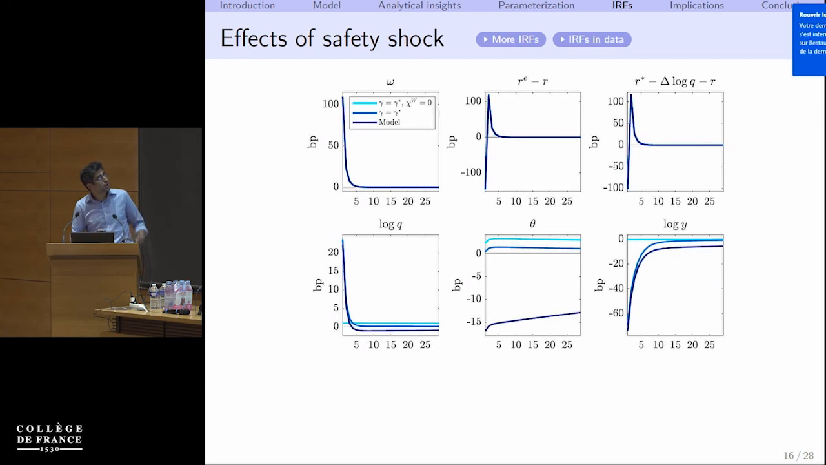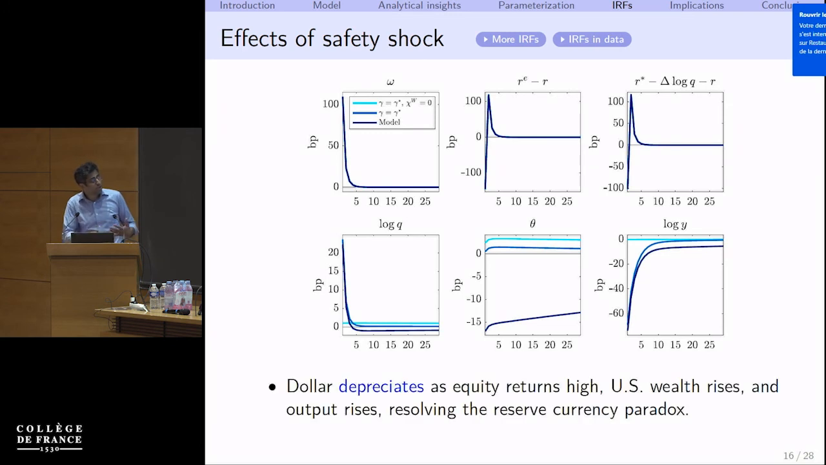Now let's imagine the US is more risk tolerant than the rest of the world. It's going to take a large positive position in capital and a large negative position in dollar bonds. And so its wealth collapses when there's a flight to safety, and then it recovers. So putting it all together, now the dollar is depreciating in times when equity returns are high, US wealth is rising, and output is rising, consistent with the data.